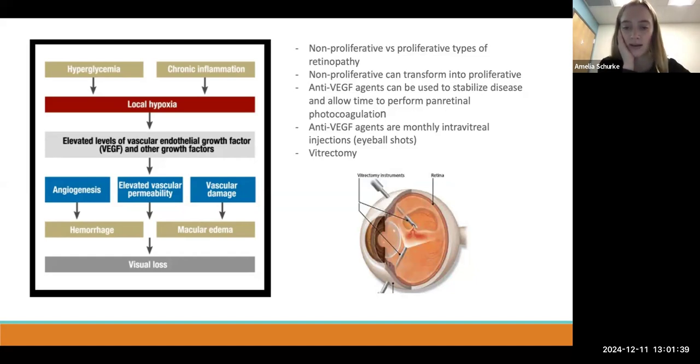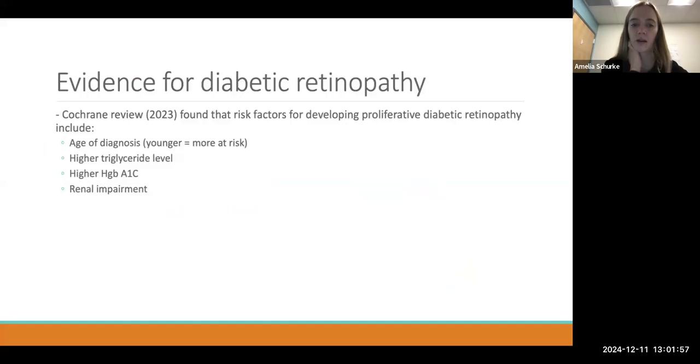And then if that doesn't work, then a surgery called a vitrectomy, where it's kind of demonstrated in this photo. They stick a probe into the middle of the eyeball and then suck out the hemorrhage and then replace it with another material. Some risk factors for developing the bad type of diabetic retinopathy include age of diagnosis, higher triglyceride level, higher A1C, and then renal impairment.